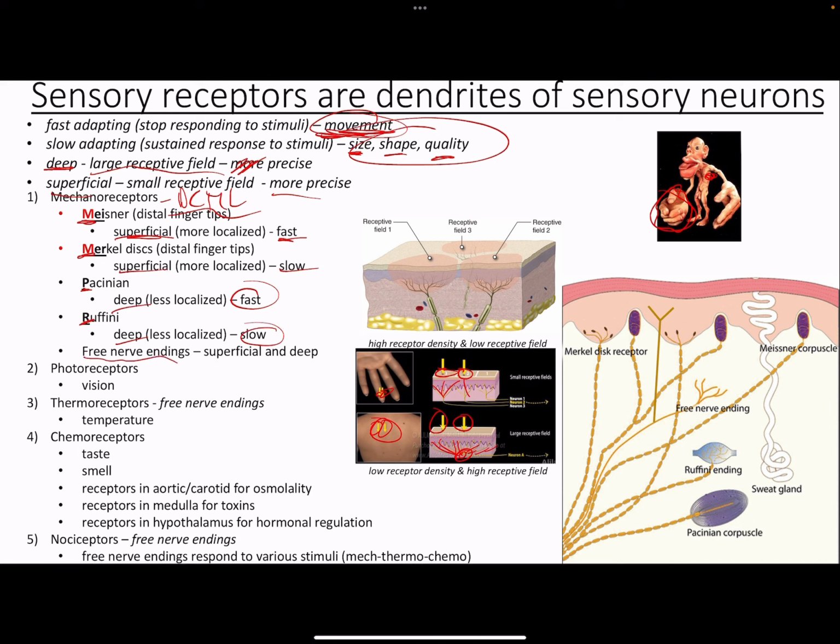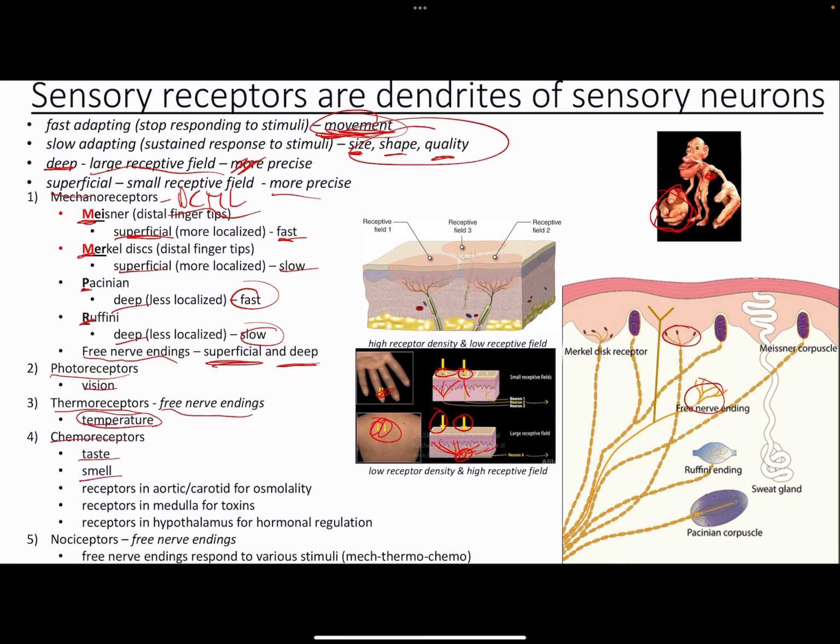We then have free nerve endings, which can be myelinated or unmyelinated. These can be superficial here. These can also be deep here. We have photoreceptors for vision, thermoreceptors, which can be free nerve endings. So this is going to be the spinothalamic tract.